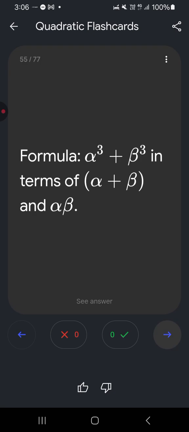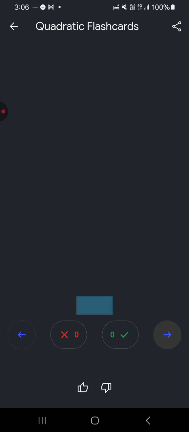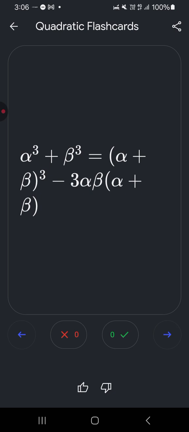Formula for alpha cube plus beta cube in terms of alpha plus beta and alpha beta. Alpha cube plus beta cube is equal to (alpha plus beta) the whole cube minus 3 alpha beta into (alpha plus beta).